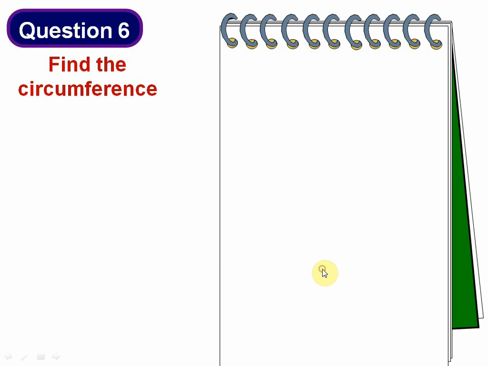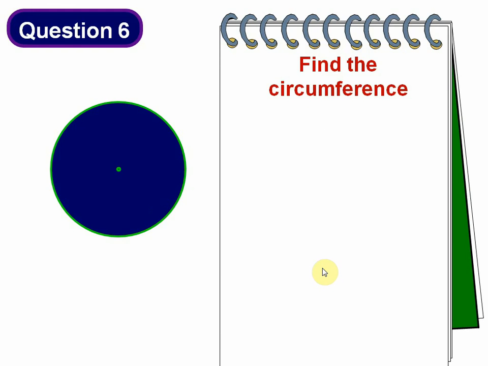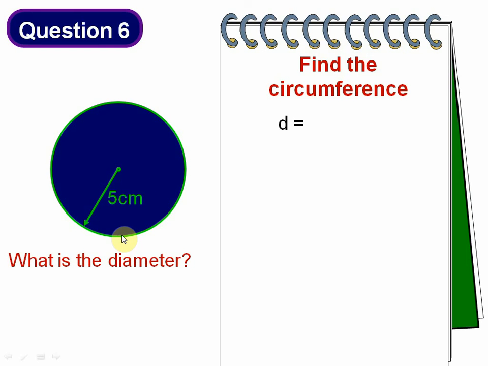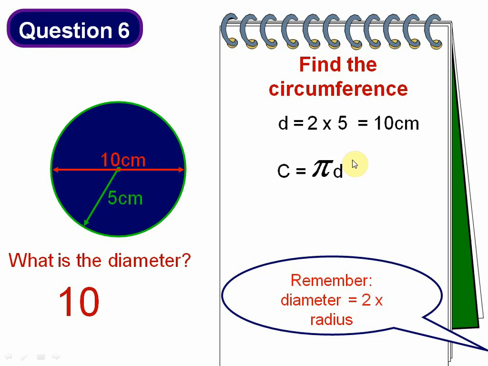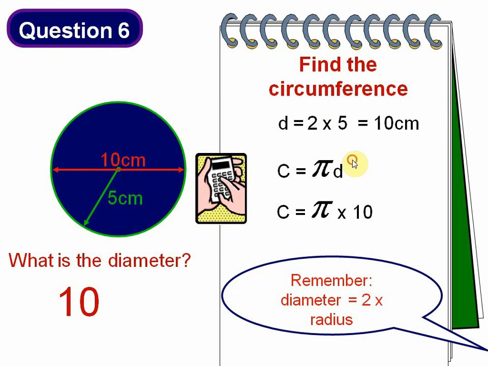Next, moving on, question number 6, find the circumference of the circle, which is again pi d. He gave us the radius, which is 5 centimeters. So we have to calculate the diameter, which is double the radius. We multiply by 2, it becomes 10 centimeters. Now we use the formula pi d, substitute d as 10, and the answer is 31.4 centimeters, which is the boundary of this circle, the circumference of the circle.